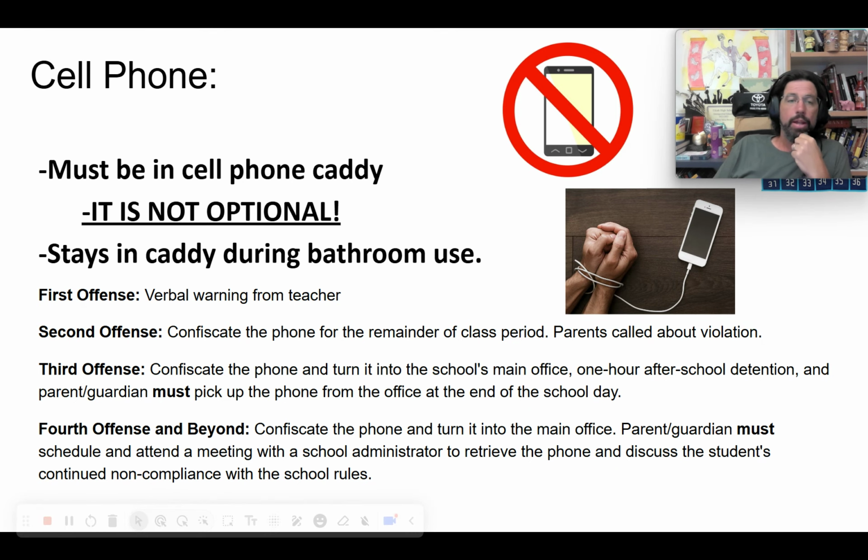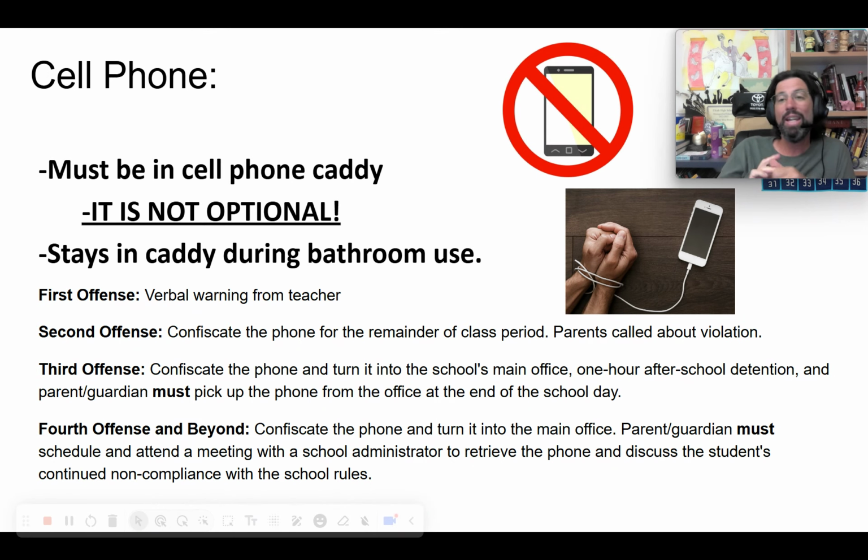There is no exception. It is not optional. If you have a problem with that, that is entirely something you're going to have to take up somewhere else. Not only is it the law in my class, not only is it the law for Ukiah Unified School District, it is the law for the state of California.